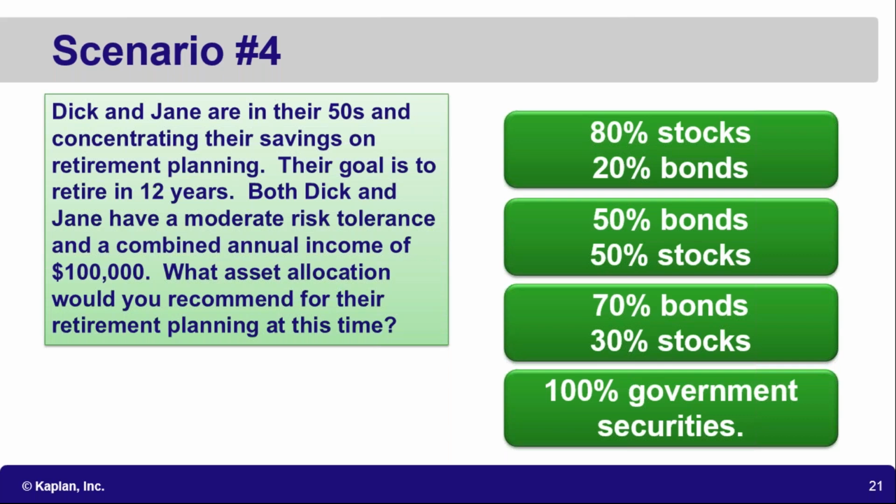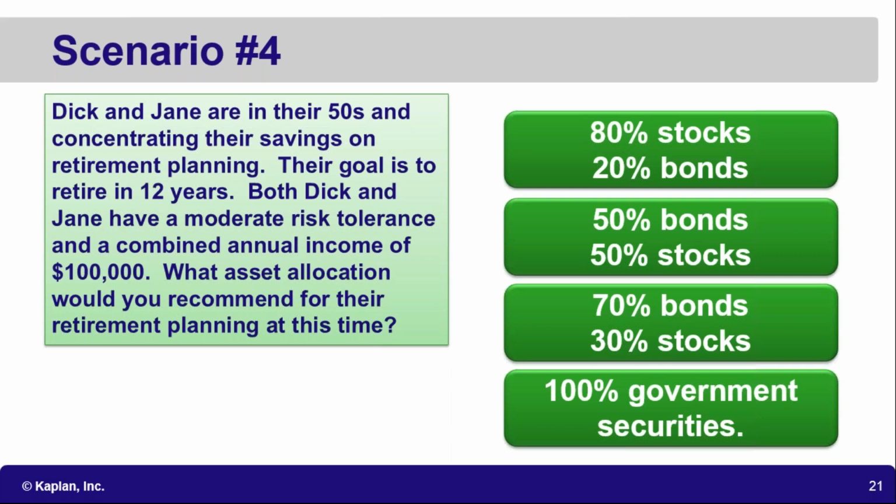The second one says 50-50, where half is in bonds, half is in stocks. Well, if you're in your 50s, as a starting point to talk about recommendations, 50% should be in bonds. Then you kind of go from there. That wouldn't be a bad choice.